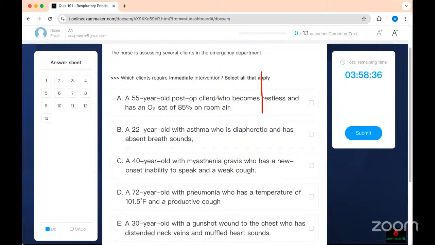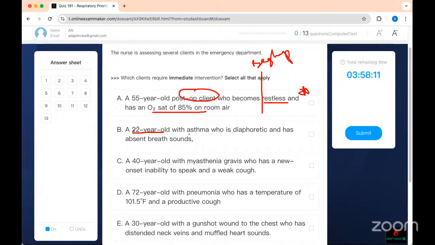A 55-year-old post-op client. That means a surgery. And so what? Restless and has an oxygen saturation of 85. Do you think this is okay for a patient? And you have to be sharp. Breathing issue, electrolyte shock, sepsis, airway, and pain. So what do you think about this patient?